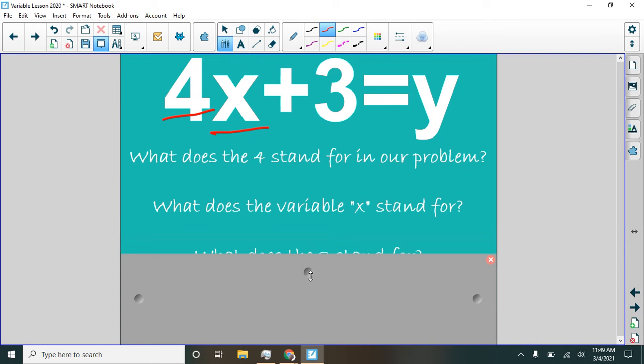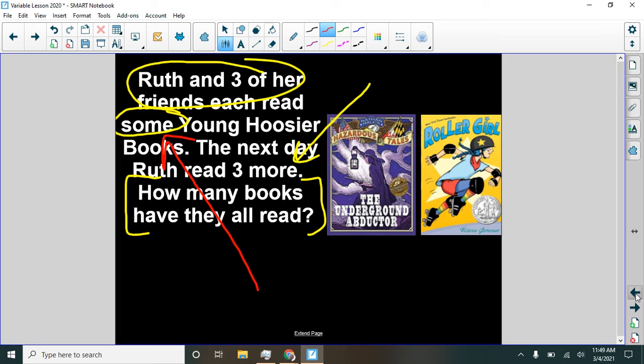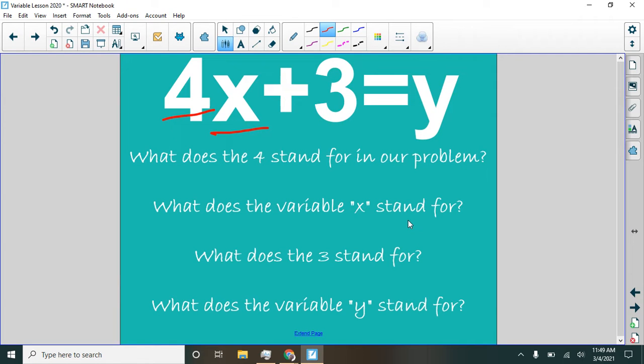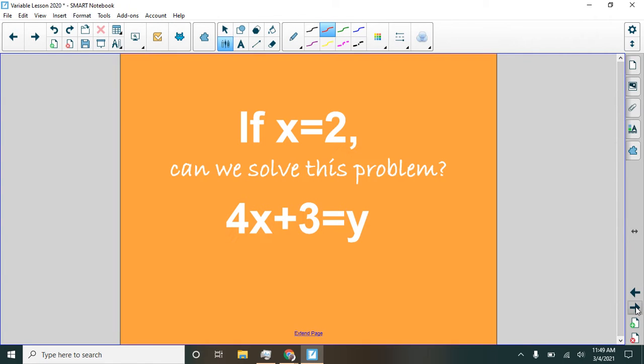Now what about the 3? What is the 3? Look back. What does the 3 stand for? The 3 stands for how many Ruth read the next day. We do know that piece of information. And then the Y, and sometimes you'll see the Y written here at the end, and then sometimes you'll see it here at the beginning. The Y stands for the total number of books that they've read. So let's then talk about how we would solve this.